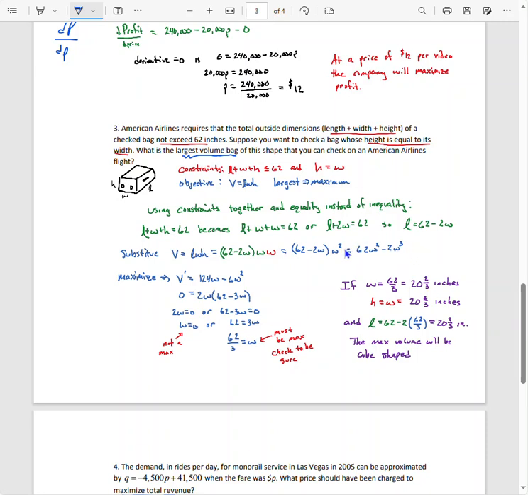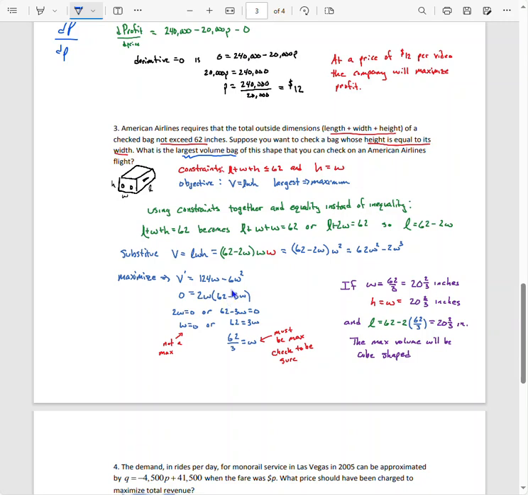Now that we have the volume in terms of a single variable and not three of them, we can find the derivative, 124W minus 6W squared. Set it equal to 0. I'm going to factor out a 2. Just a 2, 2W, I guess. It seems like 6 will go into it, or maybe 3, but neither one of them does. 2 is all they have in common.